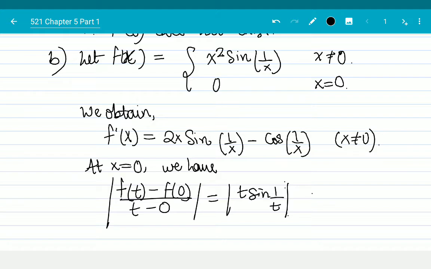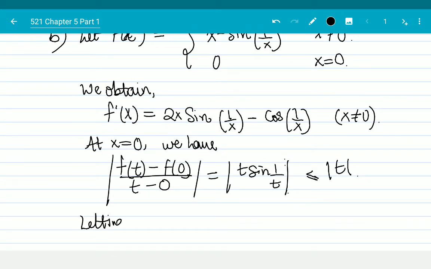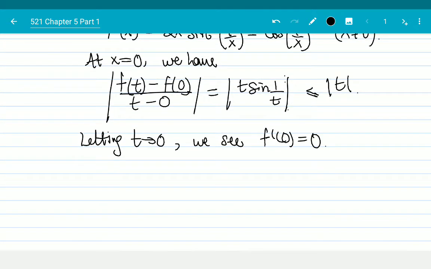However, this time you can actually show that this is smaller than or equal to absolute value of t. So it is in fact bounded, right? Letting t go to 0, we see f prime of 0 is equal to 0. So even though I've not defined sine x for you guys yet, if you know what it is, and if you know some of the properties, that the maximum value of sine of x is 1 and so on, then things work out. Okay.